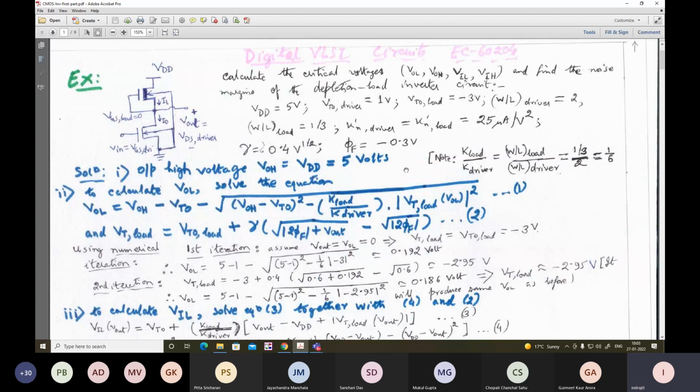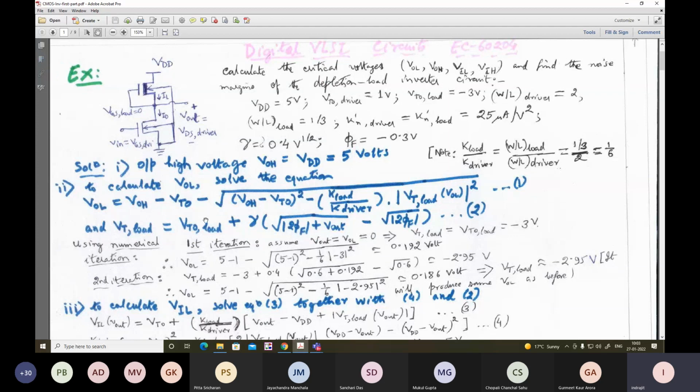First, as we need to calculate VOL, note that the input voltage is equal to 5 volt. Here note that the ratio of K load by K driver is found to be 1/6 in the present problem. To calculate the nominal output voltage low VOL, this is the expression that we got from solving the quadratic on VOL. And remember, this is also a very important equation.